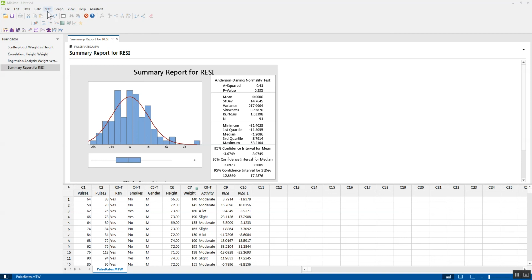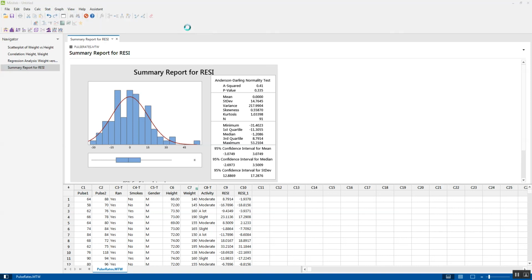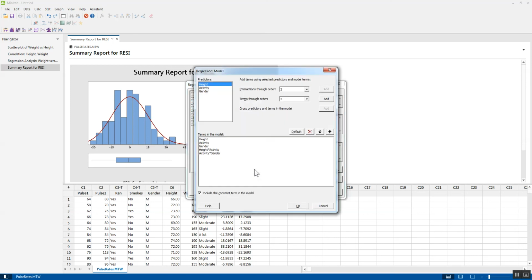So if we go back into the regression model here where I want to fit the model, see what I've done here is I've put activity and gender both as categorical predictors. But because those are two categorical predictors, it could also be the case that I've got some interaction terms going on in there as well. So I'll just delete some of these and remind you how to put these interaction terms in.